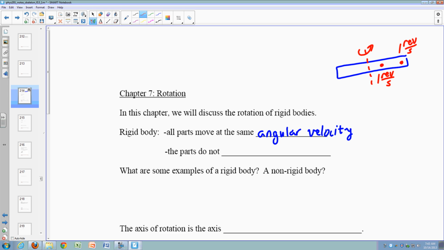Now they're not going to move at the same linear velocities, right? Which end is going to move faster? The one on the outside or the one on the inside? The one on the outside, because it's going to cover a larger distance in the same amount of time, because a circle of 1 revolution is larger for the outer point than it is for the inner point. But they all move at the same angular velocity, so they move the same number of rotations per second.